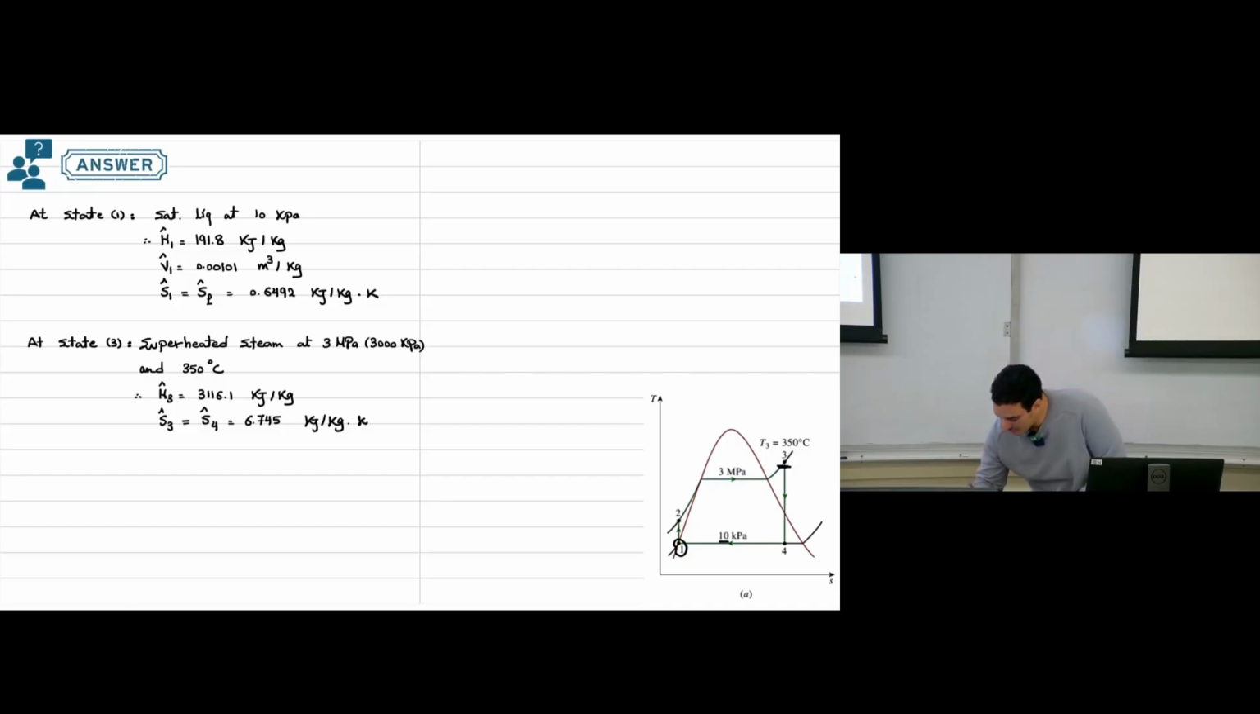So now we have specific enthalpy at point number 1, specific enthalpy at point number 3. So in order to calculate the thermal efficiency, we need to find two more pieces of information: specific enthalpy at 2, specific enthalpy at 4. Okay. So how can we complete this one? We can start by analyzing the pump.